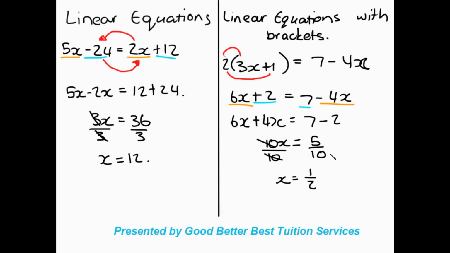Right? Because we have to simplify our fraction, because we can't leave it as 5 over 10. So how do we do that? We find the highest common factor between 5 and 10, which would be 5. So then we divide 5 by 5 and then 10 by 5. So we get 1 over 2.